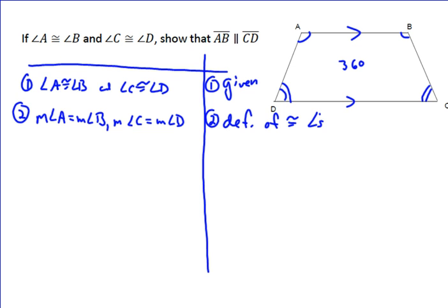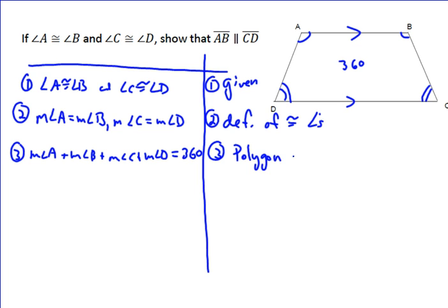Now we use the polygon angle sum theorem, which says measure of angle A plus measure of angle B plus measure of angle C plus measure of angle D equals 360. And that's just the polygon angle sum theorem. Hopefully you've learned this and you are able to calculate the sum of the angles in any polygon.